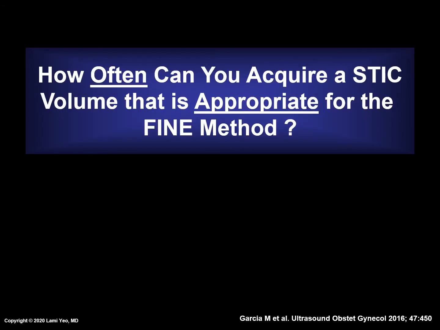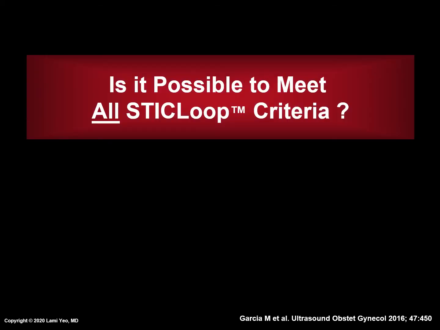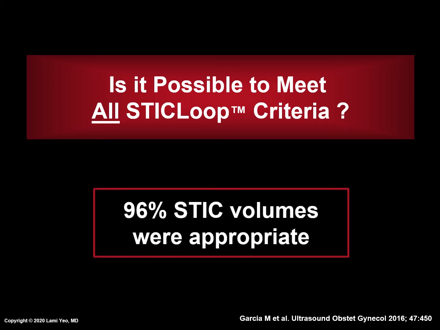So the answer to the question, how often can one acquire a stick volume that is appropriate for the Fine method, is about 75%. This is realistic because it would be improbable that stick volumes appropriate for Fine could be acquired 100% of the time, since many factors can affect this percentage, such as maternal obesity, fetal positioning, and so forth. The answer to the second question, is it possible to meet all STICLoop criteria? The answer is yes. Of 365 stick volumes that were evaluated by STICLoop in our study, an overwhelming majority, 96%, were appropriate.